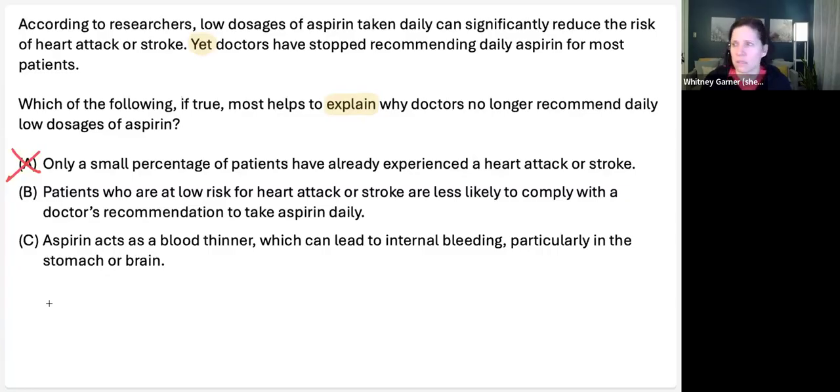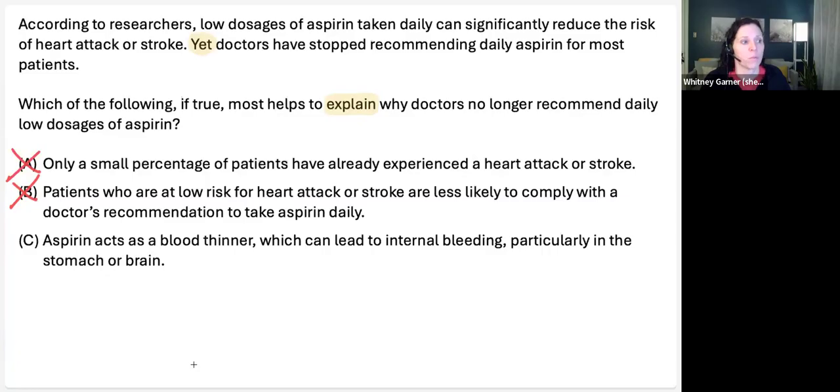So this doesn't help me understand. It doesn't seem like doctors are going to stop recommending it just because some people, a small population, would have ignored them anyways. No. So then what does C do here?